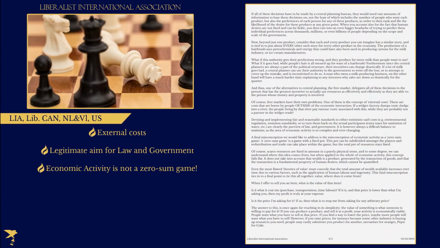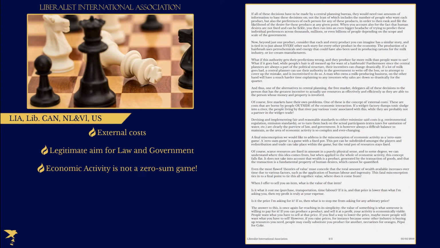A final misconception that we would like to address is the misconception of economic activity as a zero-sum game. A zero-sum game is a game with a fixed pot. This pot can be subdivided amongst the players, and the redistribution and trade can take place within the game, but the total pot of resources from which can be drawn stays fixed or the same. Of course, scarce resources are fixed in amount in a purely physical sense, and so, to some degree, we can understand where this idea comes from.